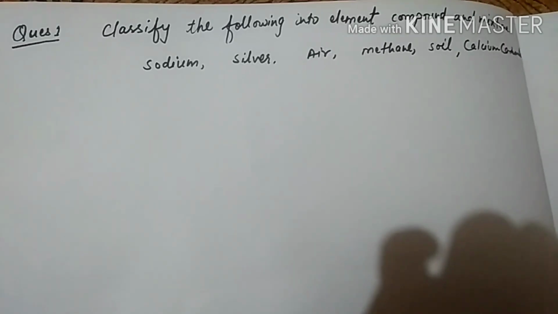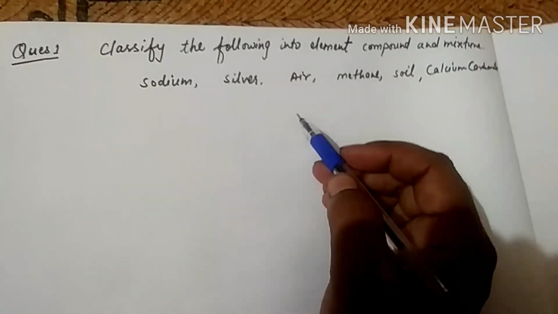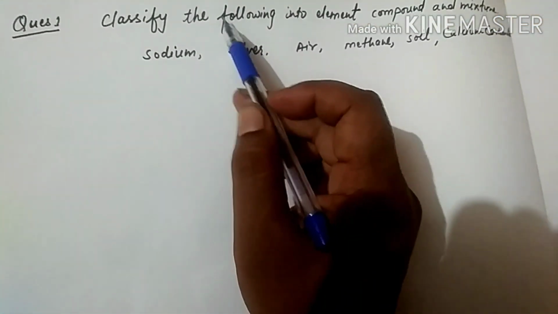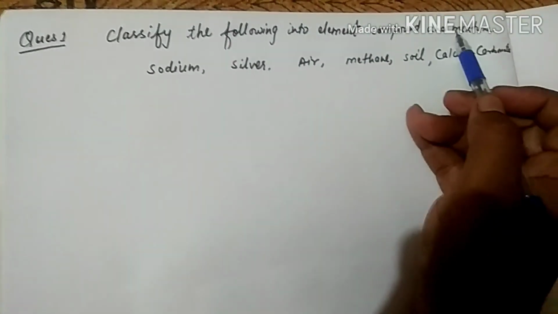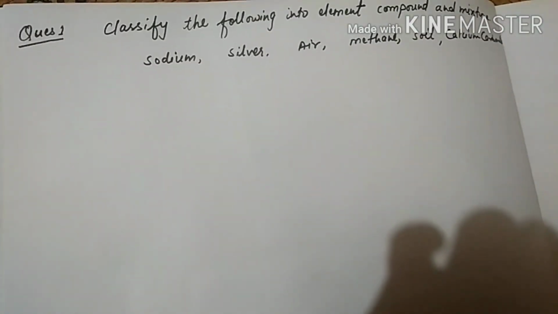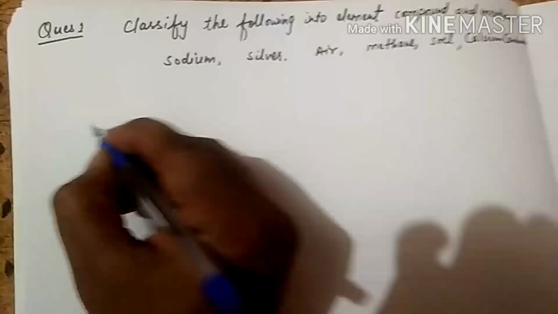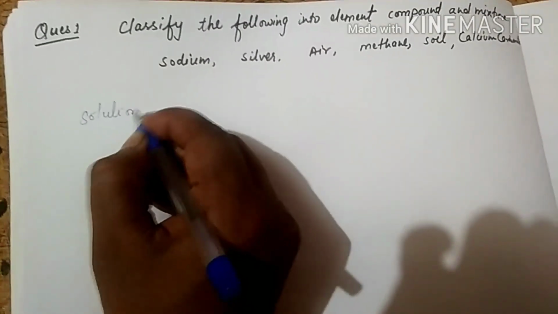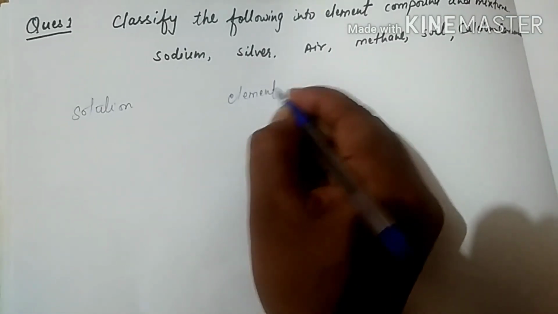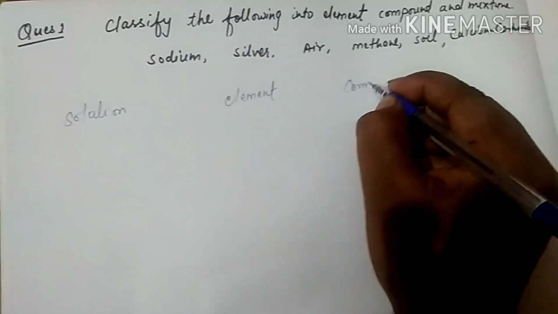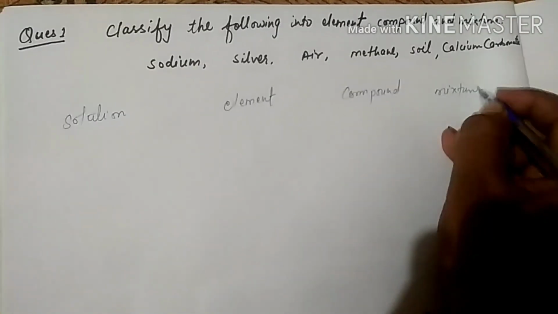Now look at this question, children. This question is based on element, compound and mixture. Classify the following into element, compound and mixtures. It means we have to separate which are element, compound and mixture. So the solution is, first we will make the categories of element, compound and mixture. Okay, children?